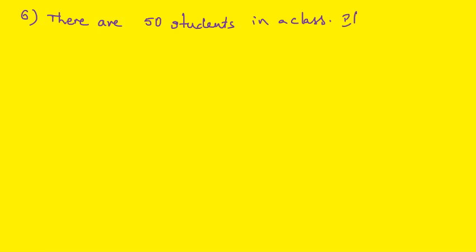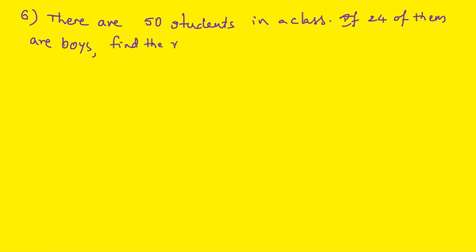Next we see question number 6, which is a word problem. Given as a word problem, question number 6. Some of you might have already written this. The question says that there are 50 students in a class, out of which 24 of them are boys. Find the ratio of boys to girls.